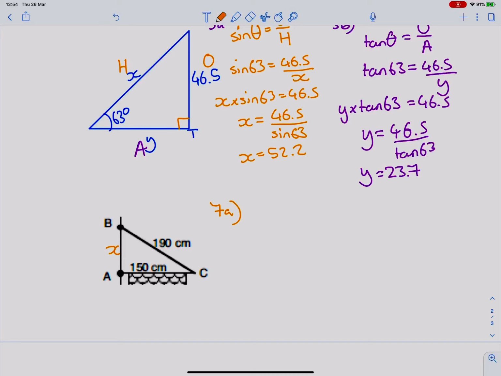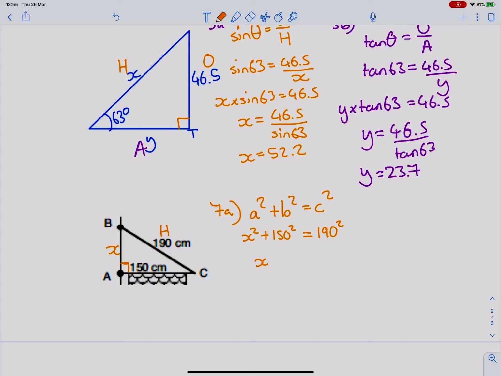You haven't done this for maybe a little bit of time, but you definitely did it last year. So Pythagoras is a squared plus b squared equals c squared. If you remember, A and B don't matter which way around they are, but C has got to be your hypotenuse. The hypotenuse is opposite the 90 degrees. So C squared has to be 190 squared. A and B don't matter, as I said. X squared plus B squared is 150 squared.